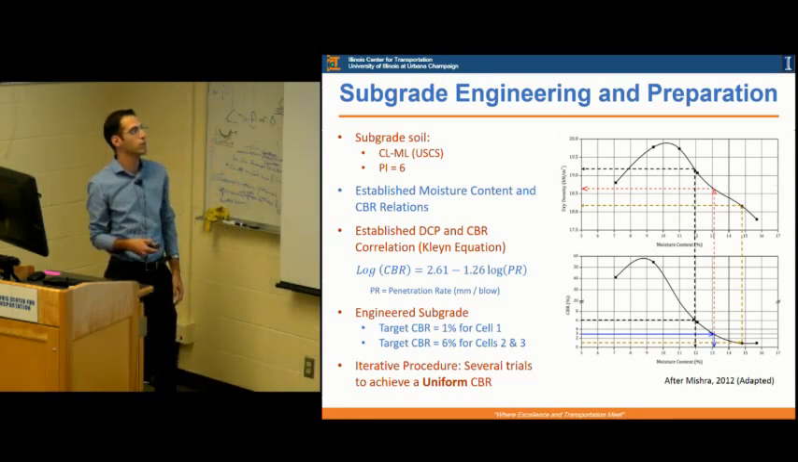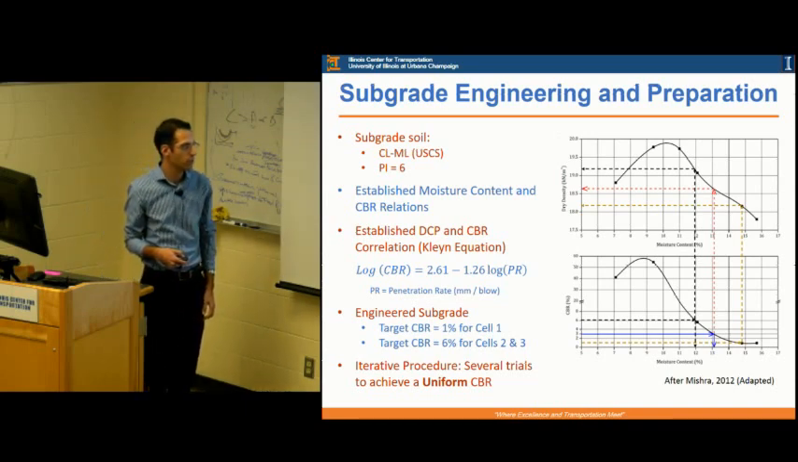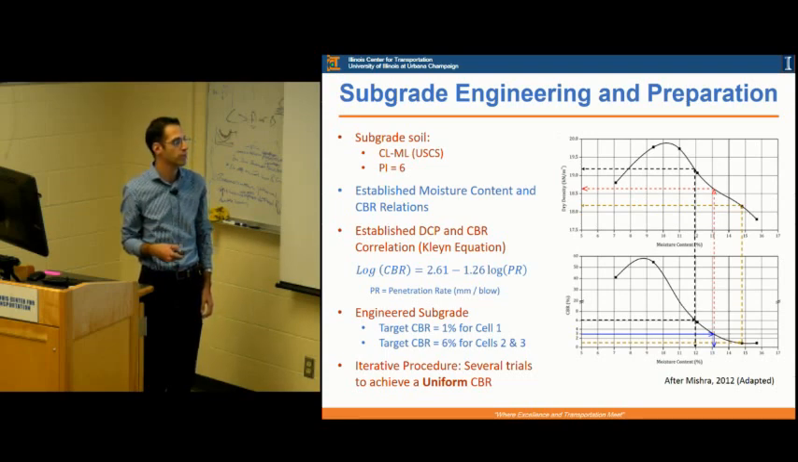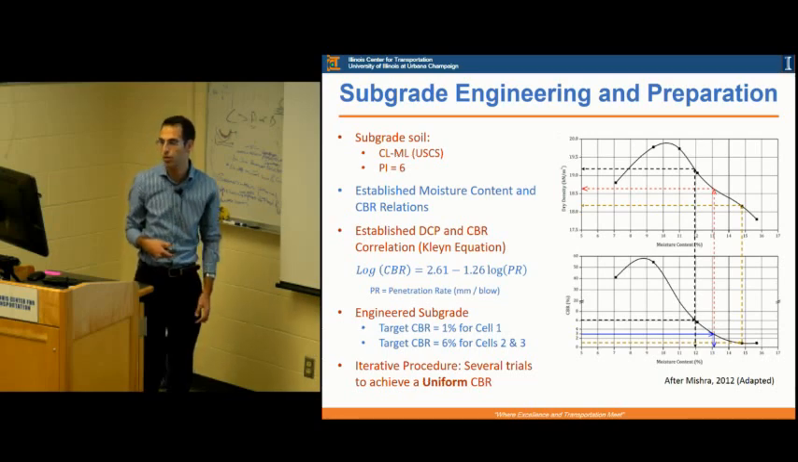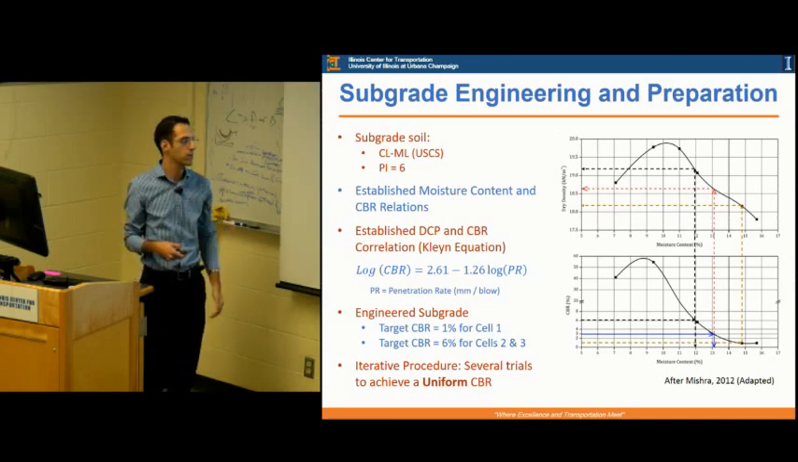So in order to engineer the subgrade, our subgrade soil here at ATREL is a low plasticity silt and clay. According to the Unified Soil Classification System, it has a PI of 6. And we already have established moisture content and CBR relations. So we know that at a certain moisture content of this soil, it corresponds to a certain CBR value. For example, a CBR6 is at a moisture content of 12%. CBR1 is a moisture content of 15%.